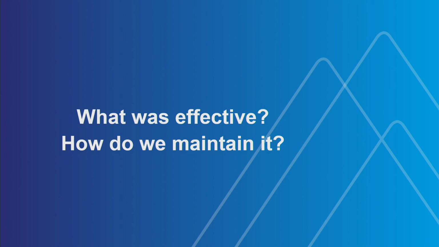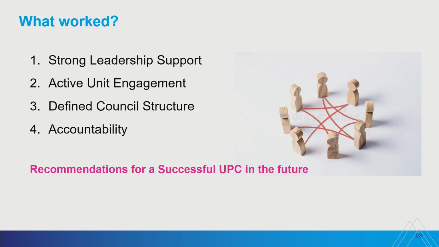Okay, so looking at all this, what was effective and how do we maintain this effectiveness? In looking back at our projects and seeing what made our UPC successful, we came up with the following 4 main factors. Number 1 is strong leadership support. When we first started our UPC, we had very strong support from our manager, who not only guided us in how to lead a committee, but also connected us with the right people. And more importantly, our managers stood behind our work and our projects and provided reinforcement when necessary.